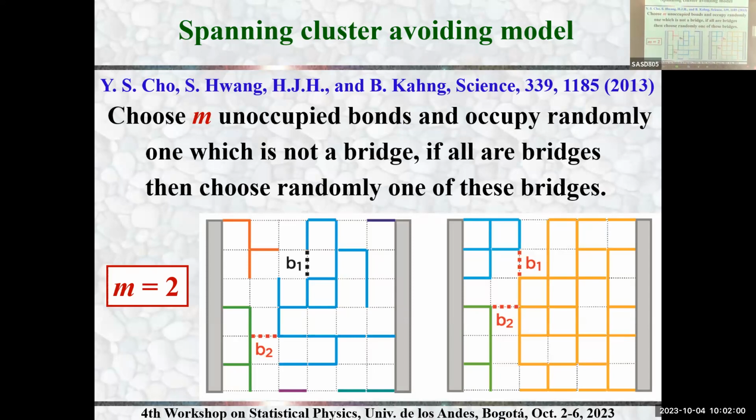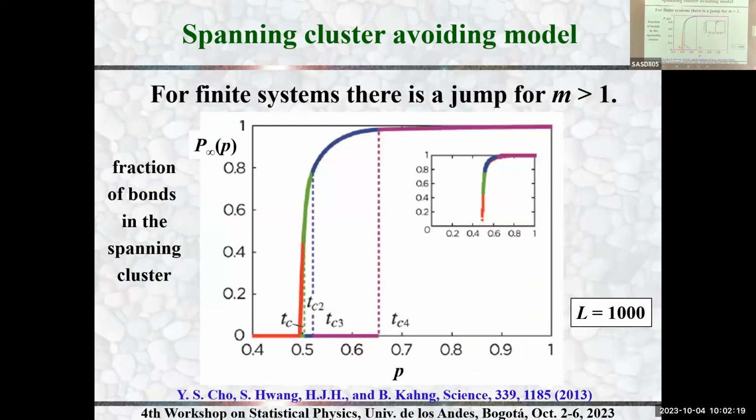So here this is showing the case of M equals 2, so we have two bonds. If this is a bridge bond and this is not a bridge bond, then you occupy this one. But if both of them are bridge bonds, then you have no other choice, and you occupy this bridge bond, and then you percolate. Okay, so in this model, you find the following thing, depending on M. M equals 1 is just classical percolation, nothing different. And this is the order parameter of classical percolation with beta equals 5 over 36, everything known.